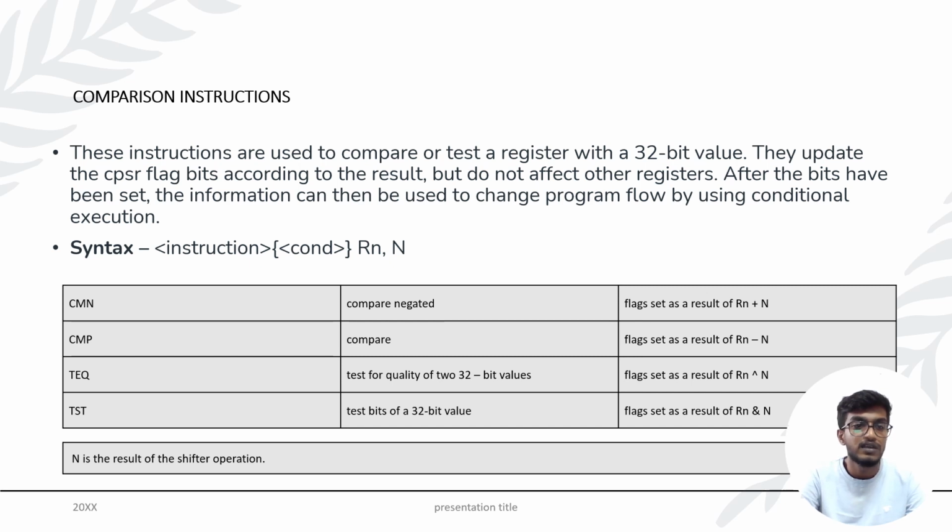Followed by syntax. CMN means compare negated, CMP means compare, TEQ means test equality of two 32-bit values, TST means test bits of 32-bit values, where N is the result stored in shift operation.